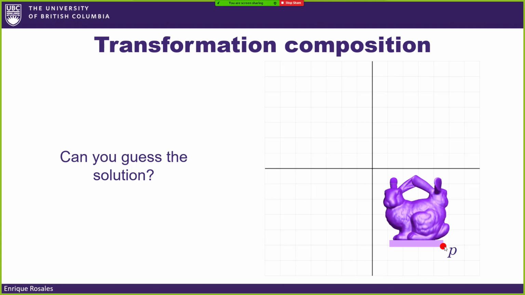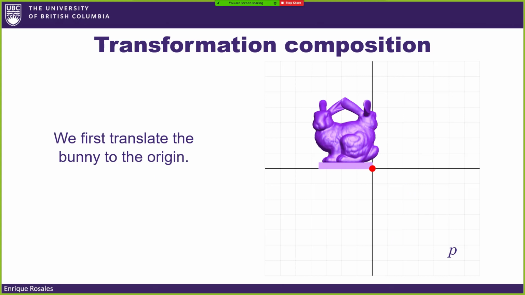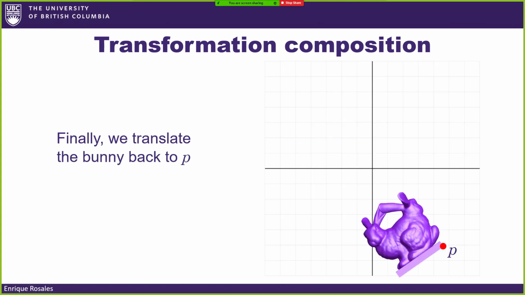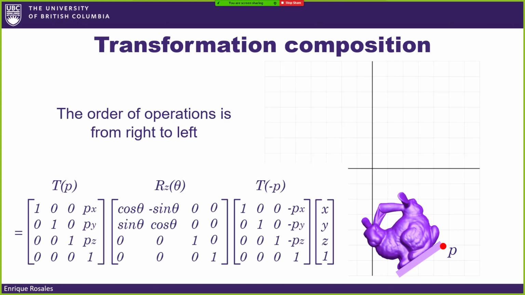What do you think? Drew is saying translate. Yes, thanks Drew. What we usually do is first translate the bunny to the origin. Basically, taking the coordinate frame from point P, you translate the bunny to the origin. Then you rotate the bunny, and then you take the bunny back to point P. So you translate, rotate, and then translate again. That is exactly what we call a transformation composition or composite transformation.